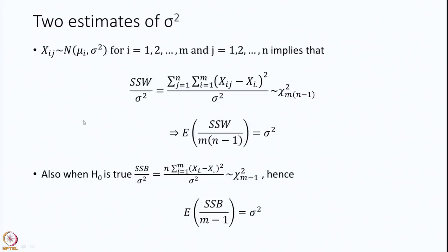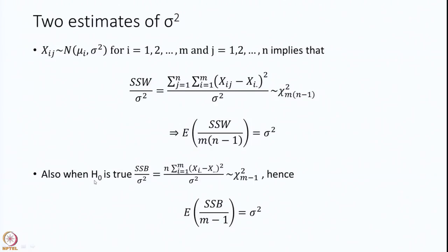Now we have two estimates of the unknown variance sigma square. Xij is distributed as normal with mean mu i and variance sigma square. Then SSW divided by sigma square will be distributed as chi square with m times (n minus 1) degrees of freedom. And therefore, the expected value of SSW divided by m times (n minus 1) is sigma square.